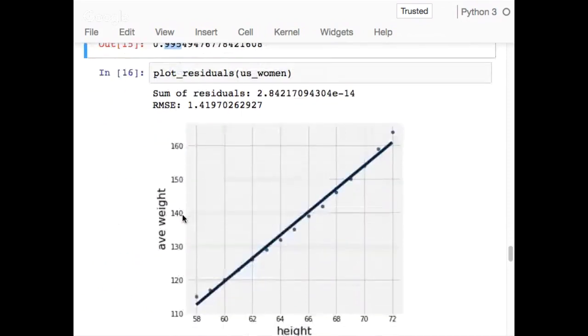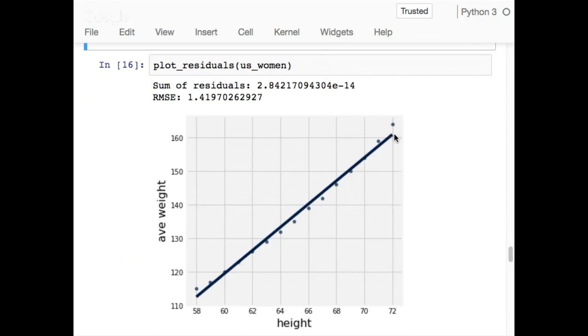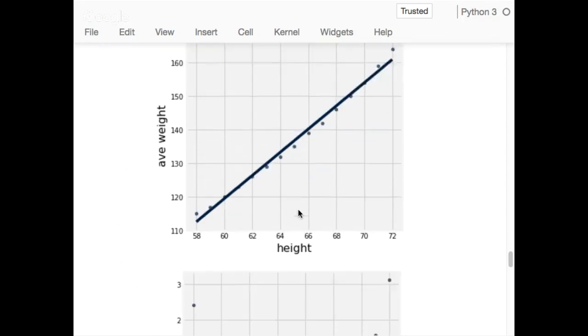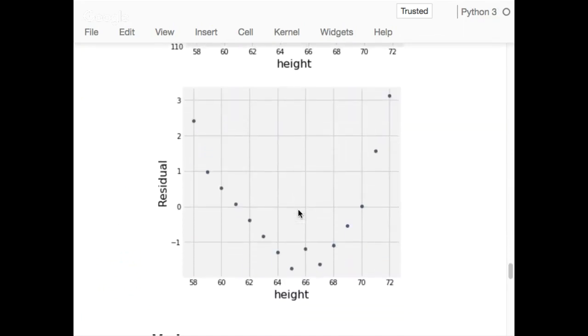We look at this plot. Okay, so it looks like the height and the weight are highly correlated. Okay, so correlation is really high. US women, height and weight. But if I look at the residuals, I get this. Okay, what could this mean, and why is the correlation so high?